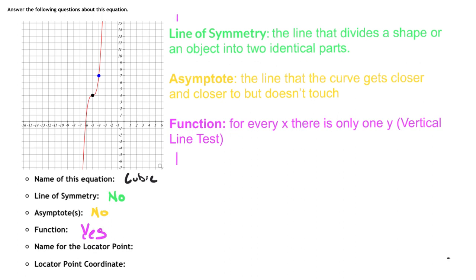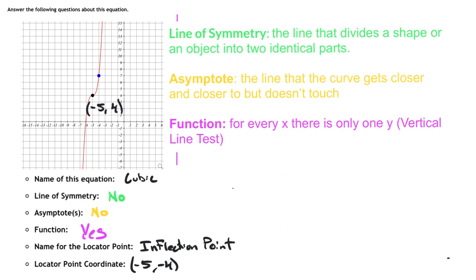The name of the locator point here is called an inflection point. It's a special word that we use, it comes from calculus, and that is the name when you come right through that coordinate point right here at the middle. The locator point coordinate itself would be (-5, 4), right? That's that locator point, so that's going to be important for us because that is the h, k.